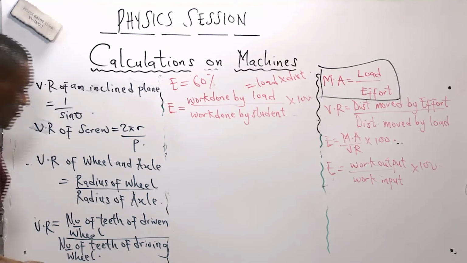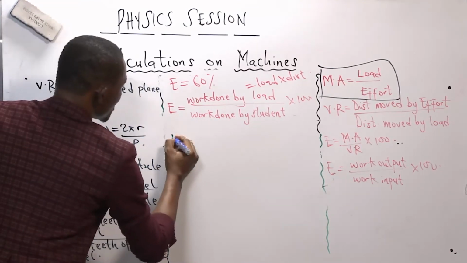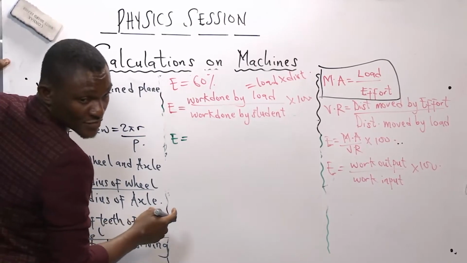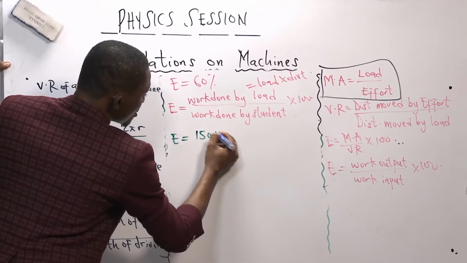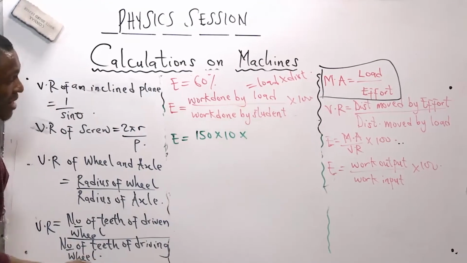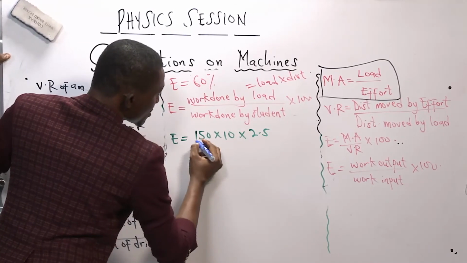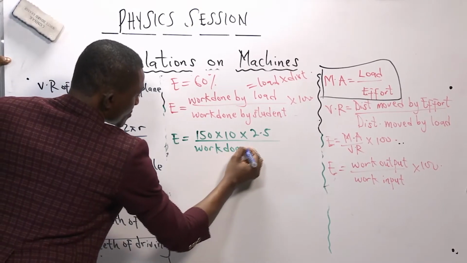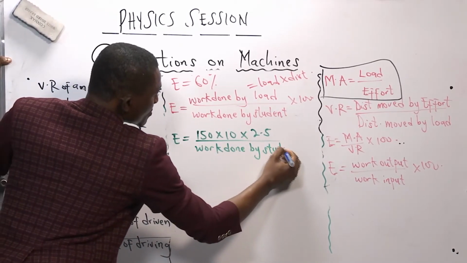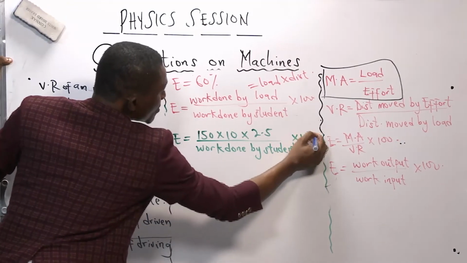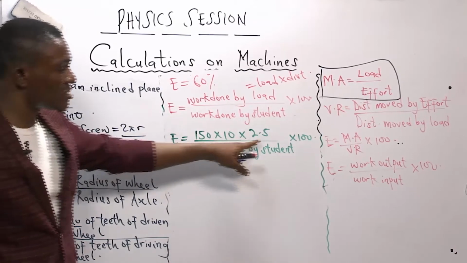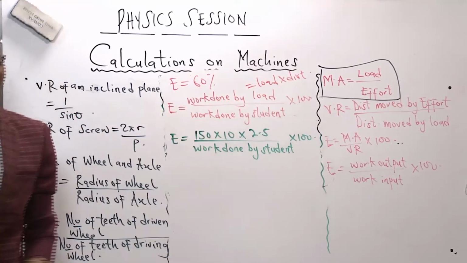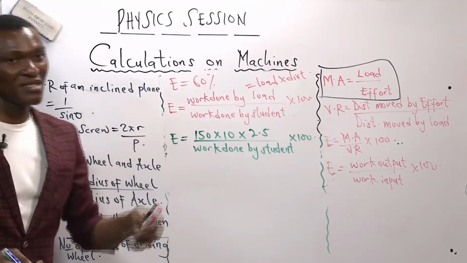So from there, we have that our E is equal to the load, which was given as 150 kg, so all we need to do is multiply it with 10, times the distance moved by the load, which is 2.5 meters, divided by work done by students, times 100. So how did I come across this? Very simple. Work done by load is equal to load times distance, right? And the load, which is the force, is a product of the mass times the acceleration due to gravity.